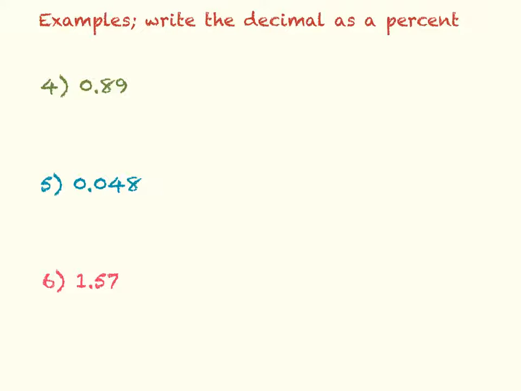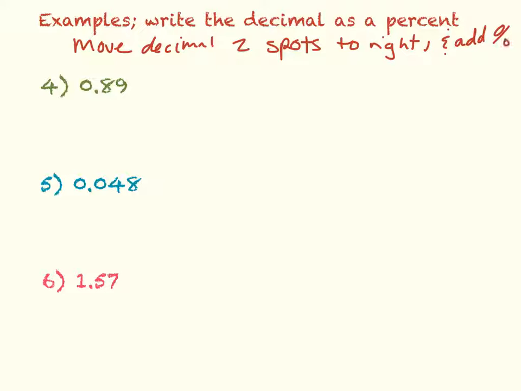Okay, for these next ones, we're going to change the decimal into a percentage. So on these, we're going to move the decimal 2 spots to the right, then add a percent. The percent symbol right there. Okay, so that's how we change a decimal to a percentage. So let's do some examples.